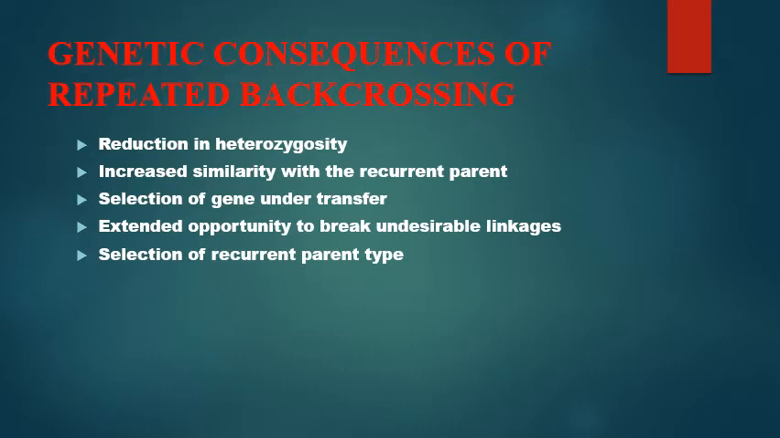Next, selection for the gene under transfer. Efficient selection should be carried out in the breeding program in order to stop the allele from being replaced from the recurrent parent. Next is extended opportunity to break undesirable linkage. In each and every backcross generation, there may be a possibility of crossing over taking place between the gene being transferred and the gene that is tightly linked. Next is selection of recurrent parent type. The selection of recurrent parent type will lead to faster replacement of genes from the non-recurrent parent.